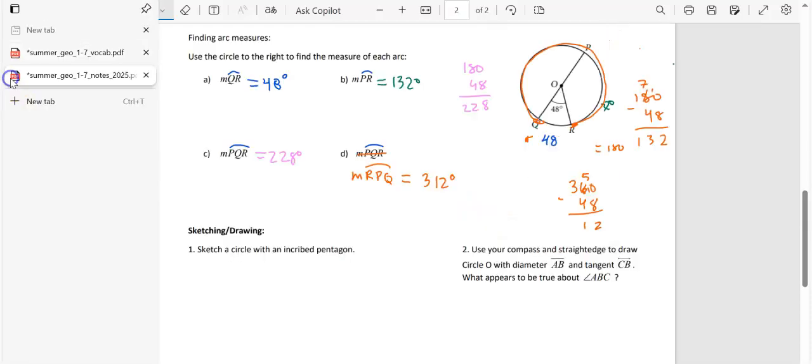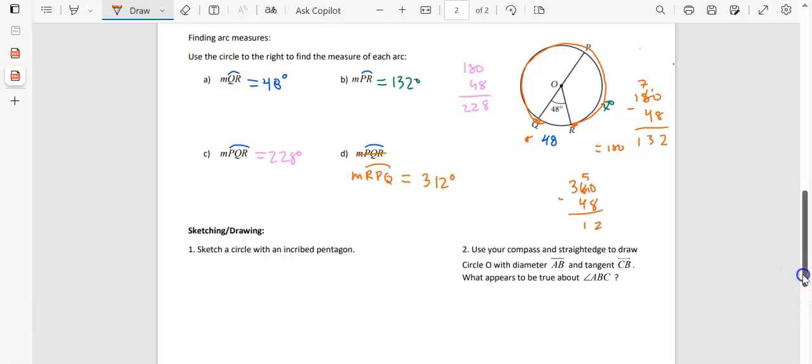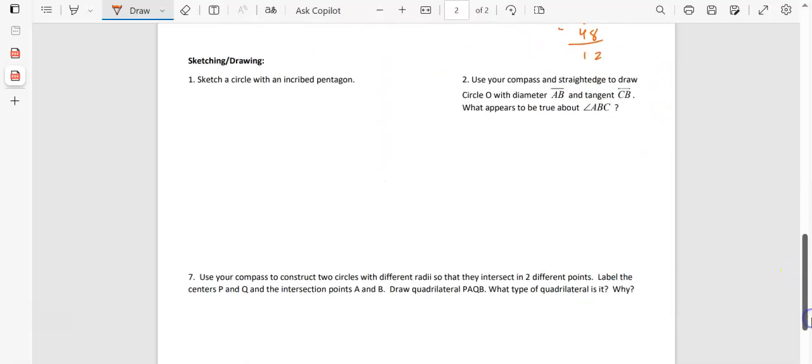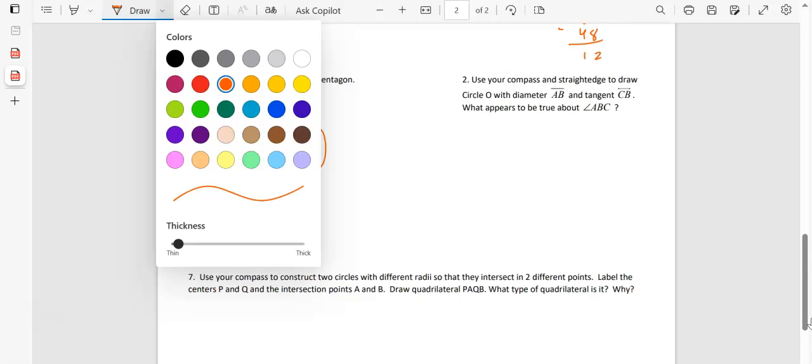Let's go to some sketching. We want to sketch a circle with an inscribed pentagon. So I'm going to start with the circle. That's actually the easier piece to start with. And an inscribed pentagon means the pentagon is inside.